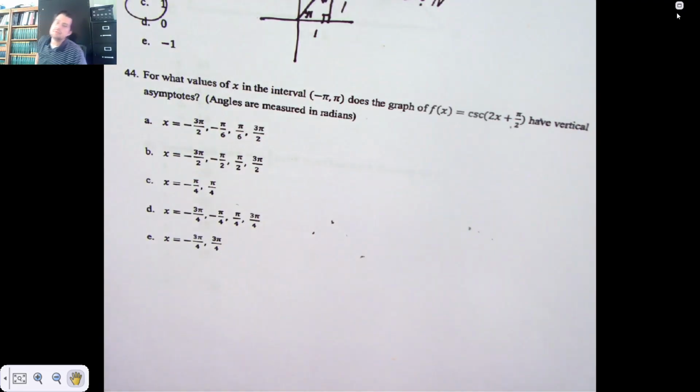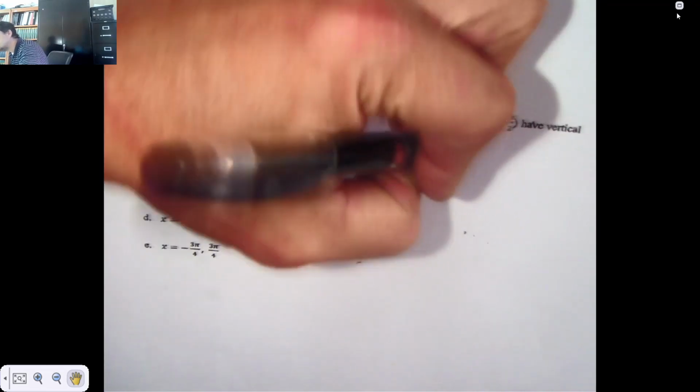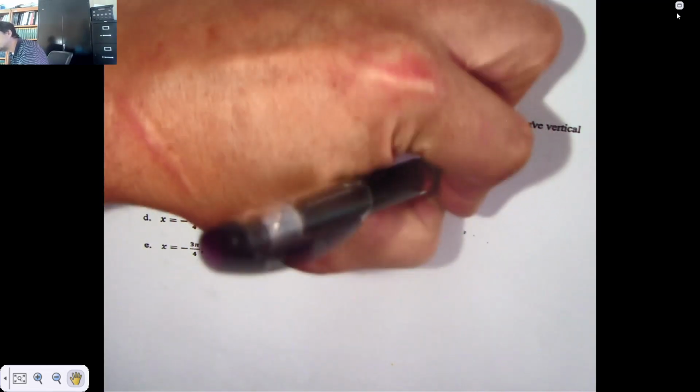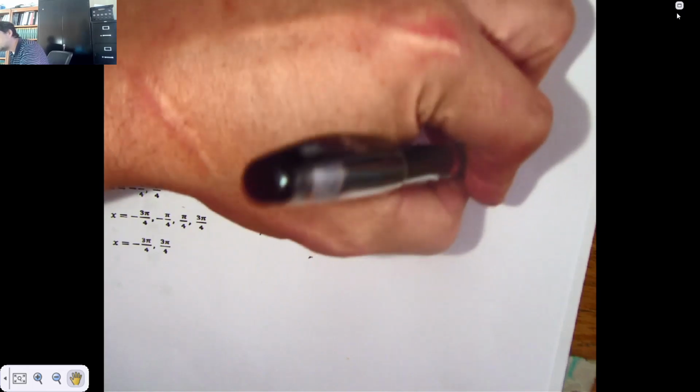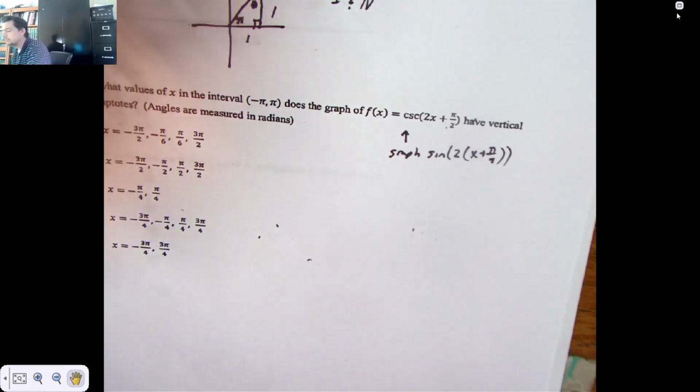44, for what values of x on the interval negative pi to pi does the graph f of x equals the cosecant of twice x plus pi over 2 have, oh my Lanta, have vertical asymptotes? Sucks. First we have to graph sine, and I'm going to do some factoring here, twice x plus pi over 4 because I'm factoring. Now I have to do that.